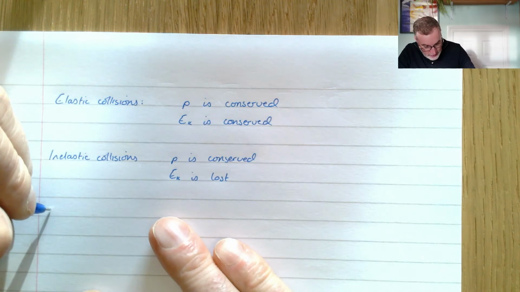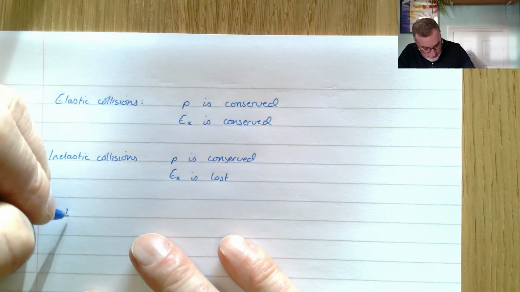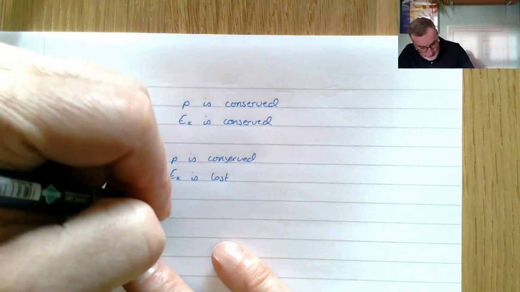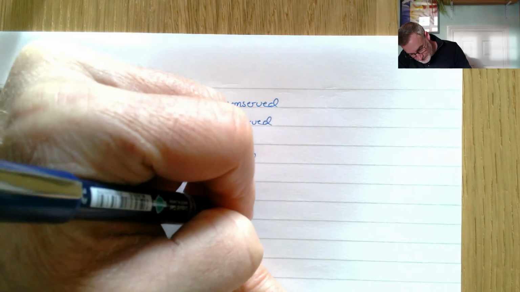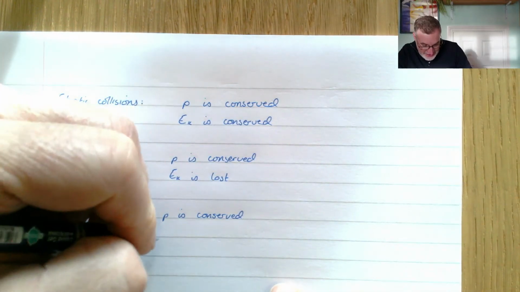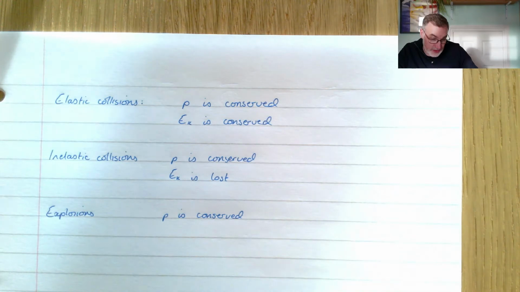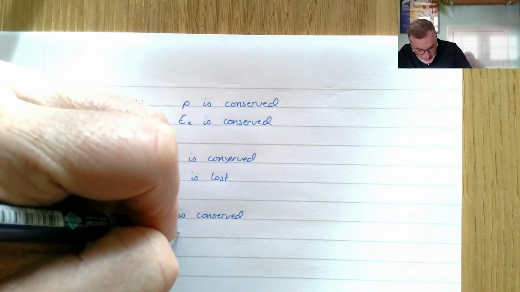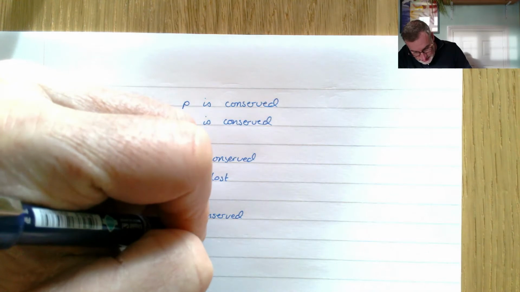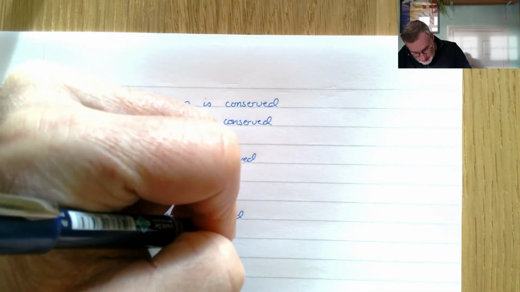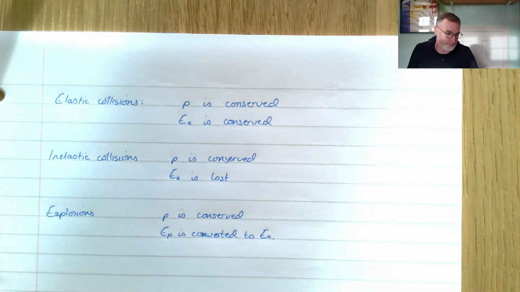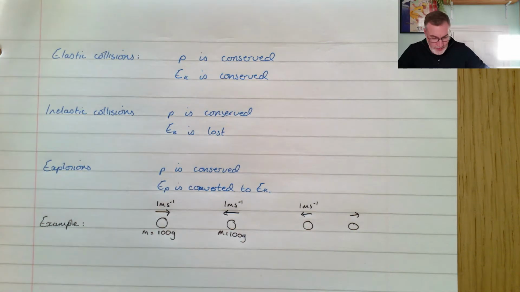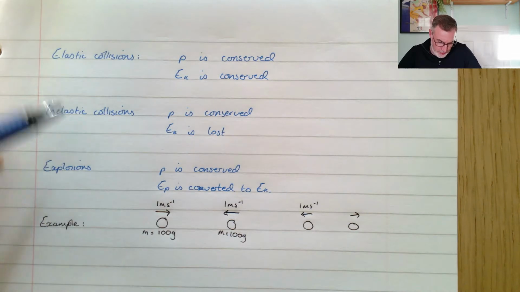And finally, we talk about explosions, where P is conserved. And in this case, there is no EK before and there is lots of EK afterwards, but what we have is EP is converted to EK. So we'll look at some examples and we'll find out how to determine what type of collision we have.